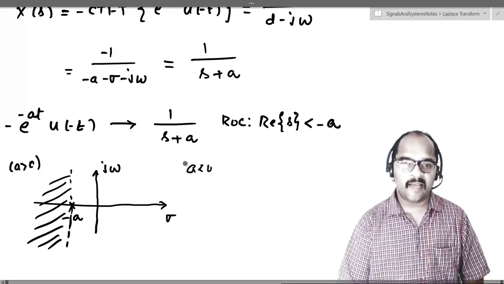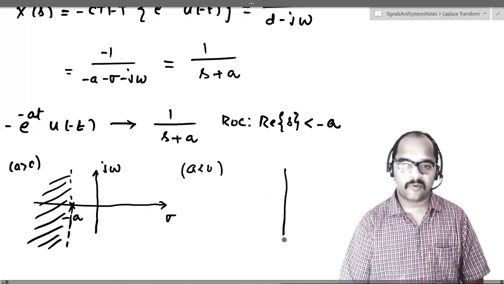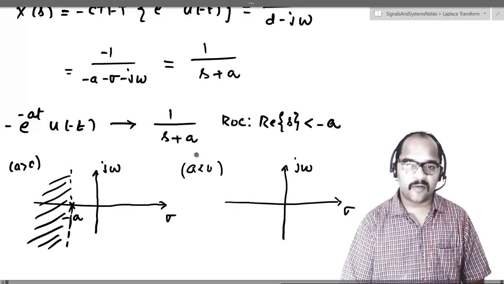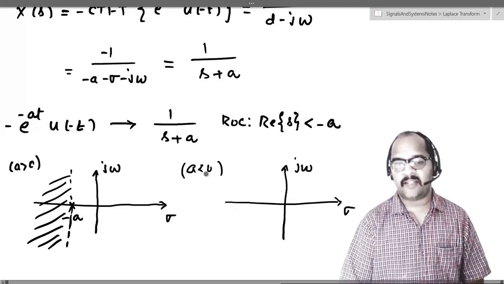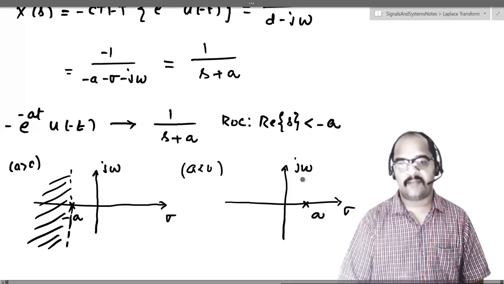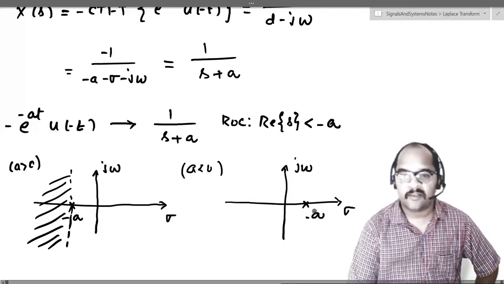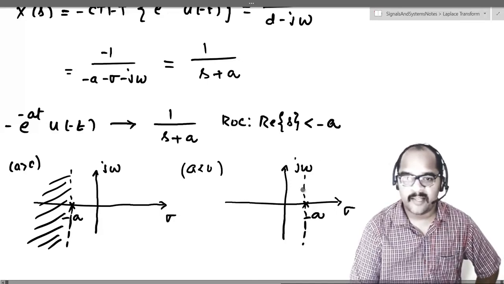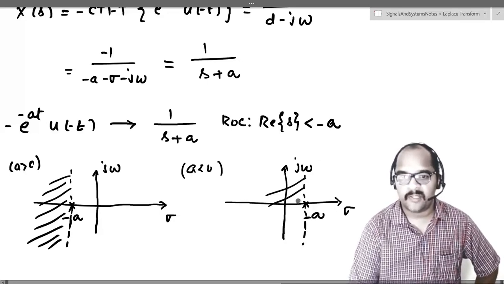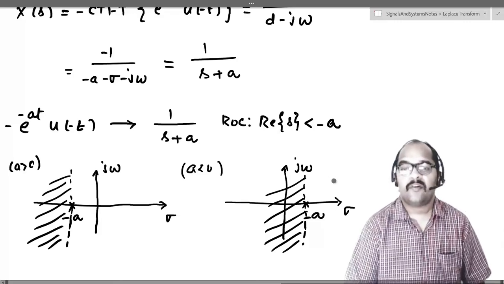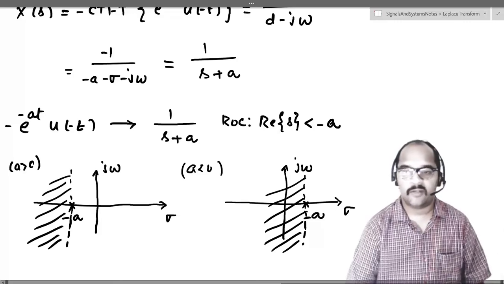Similarly, when a is less than 0, so what will be our pole-zero diagram? We have only one pole at where? Minus a. So when a is less than 0, minus a would be positive. So you will have something like this. And what is the ROC? This is minus a. What is the ROC? It's real part of s less than minus a. Again, that should be the left side of that line. So again, on the right side region, what will happen? The Laplace transform does not exist.